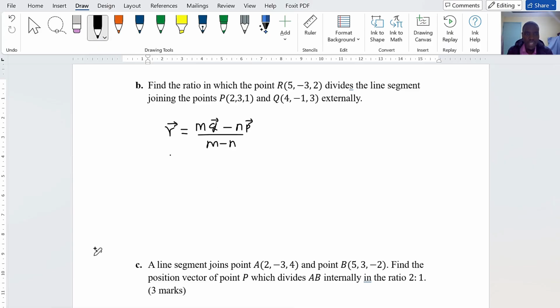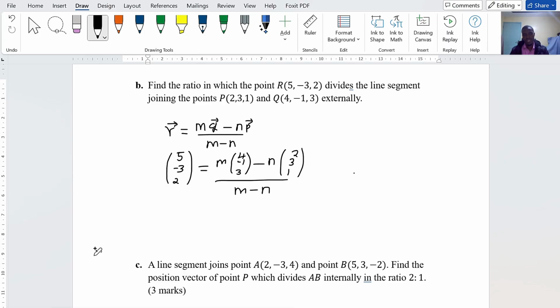Now the R vector we were given is (5, -3, 2). We are given that to be equal to m into Q vector, which is (4, -1, 3), then minus n into P vector, which is (2, 3, 1). And all this we are dividing by m minus n. So that is what we have.